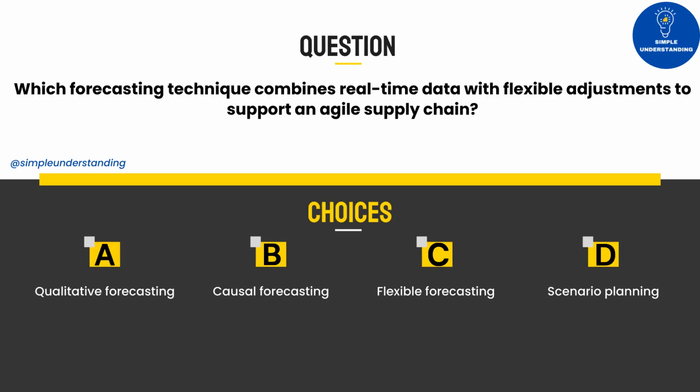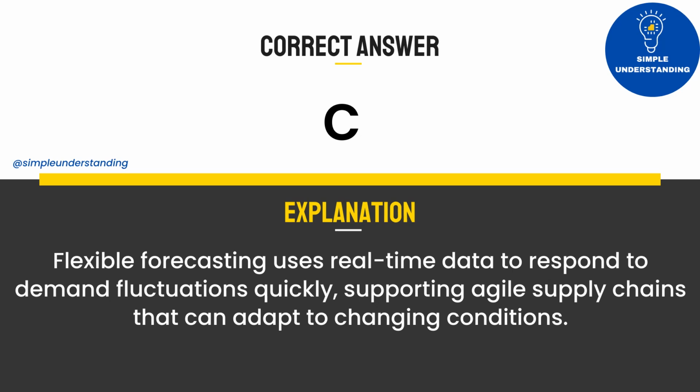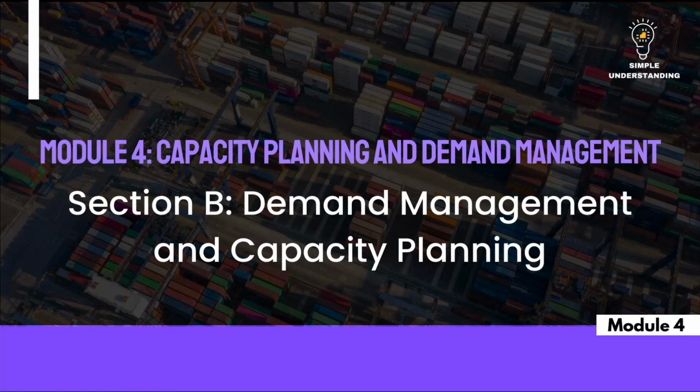10. Which forecasting technique combines real-time data with flexible adjustments to support an agile supply chain? A. Qualitative forecasting. B. Causal forecasting. C. Flexible forecasting. D. Scenario planning. Answer C. Explanation. Flexible forecasting uses real-time data to respond to demand fluctuations quickly, supporting agile supply chains that can adapt to changing conditions.